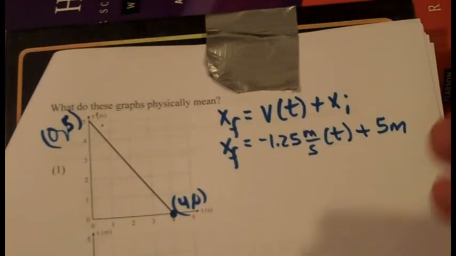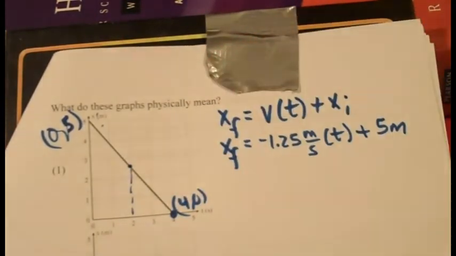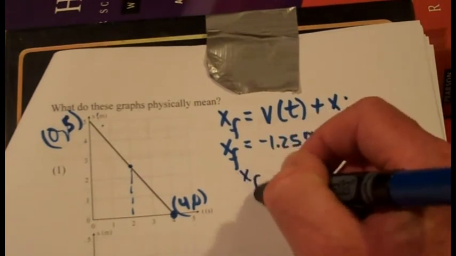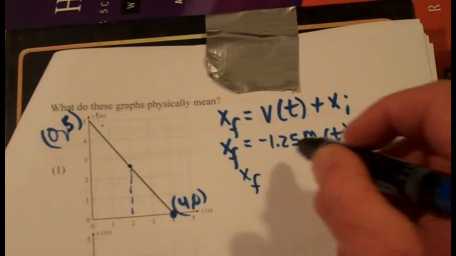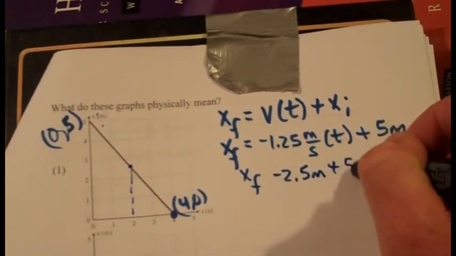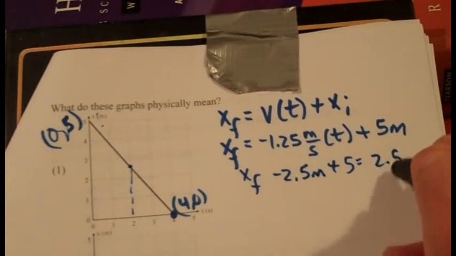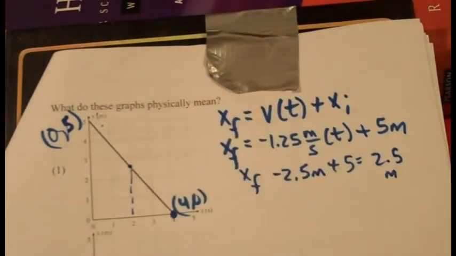Now, again, we can use this equation. So we could say, where's the object at 2 seconds? Well, we can put 2 in there, right? Negative 1.25 times 2 represents negative 2.5 meters, plus 5. So at 2 seconds, the runner's 2.5 meters away from the starting point.